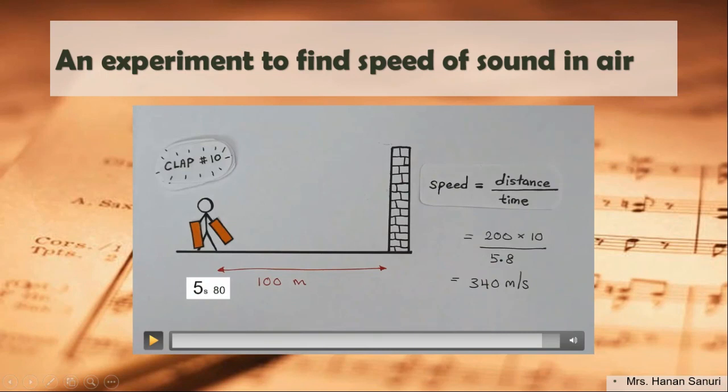So it is better to find the time for 10 claps. It's more accurate to get an accurate answer. We do this step.